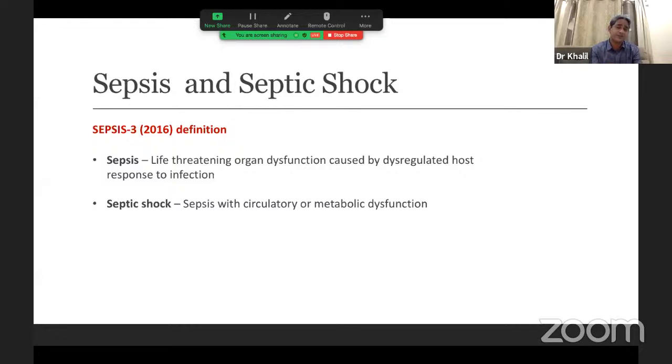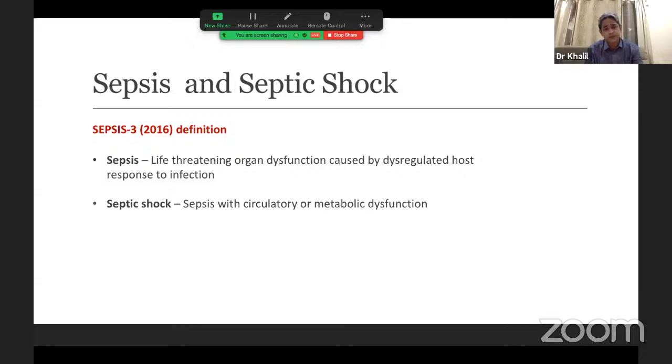So you get an infection, your immune system mounts a response against that infection, and when that response gets dysregulated, you'll end up in complications. So it's all about your body immunity, how best it handles your infection. So it can cause your own body damage when it is dysregulated.